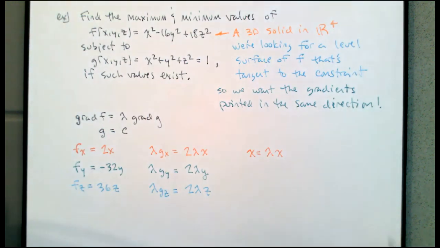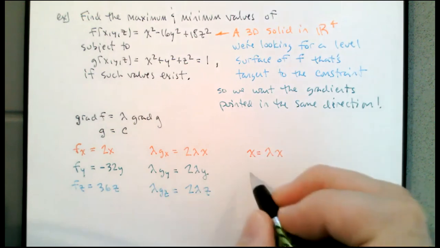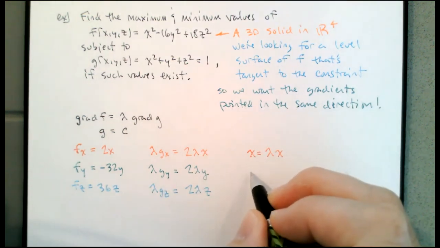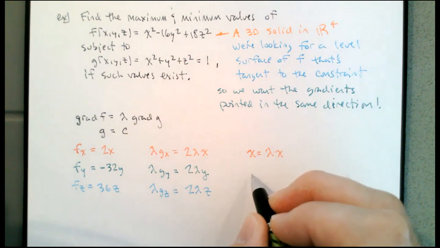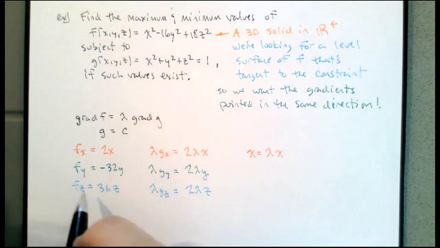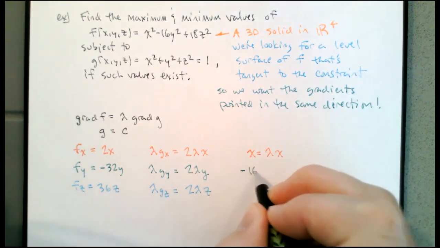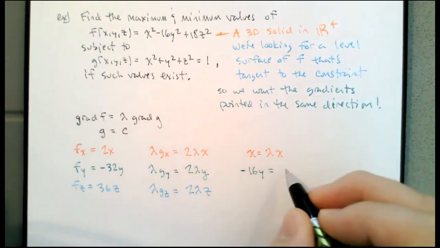Oh yeah, okay. I didn't do the right function. So we'll have negative 32, divide by 2, negative 16y is equal to lambda times y.